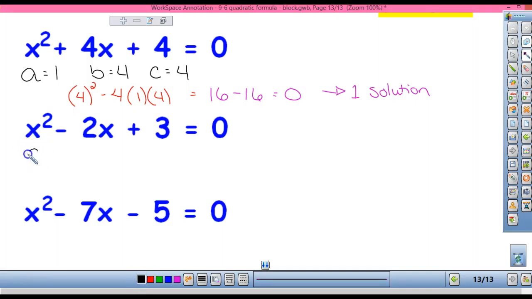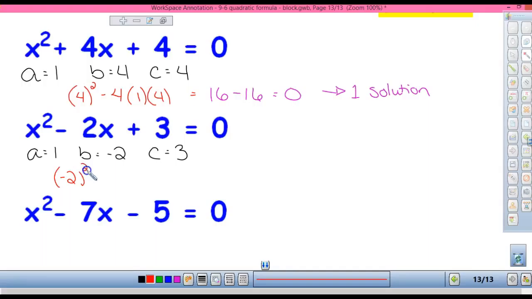Dylan, what's my A? What's my B? -2. You have to really be careful with that. And C is 3, because next hour when we do the whole quadratic formula, you really have to be careful with getting your B correct. So if I'm going to do this, what am I plugging in my first parenthesis? -2 squared minus, what am I plugging in here? 4 times 1 times 3.